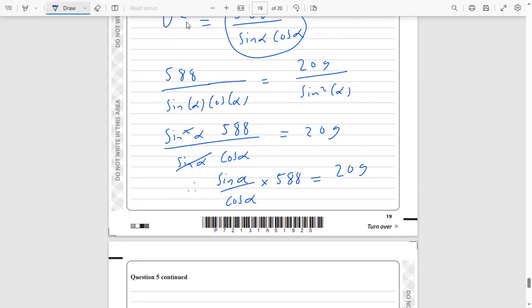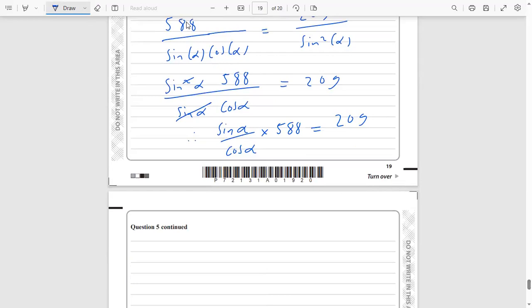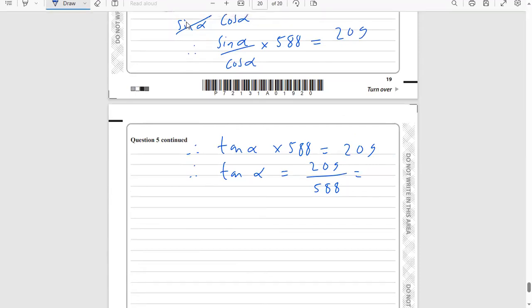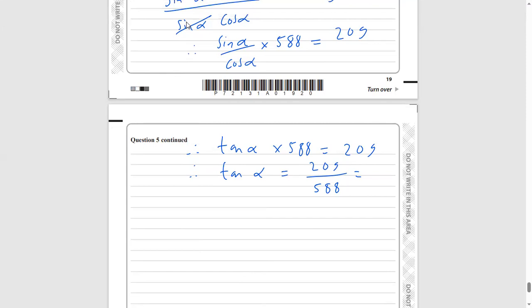Okay, so we know that sine over cos is just tan, isn't it? So therefore, tan alpha times 588 is equal to 20g. And so tan alpha is equal to 20g over 588. I'm just going to leave it in numerical form. g is 9.8, so 20 times 9.8 gives us 196. We get 196 over 588.